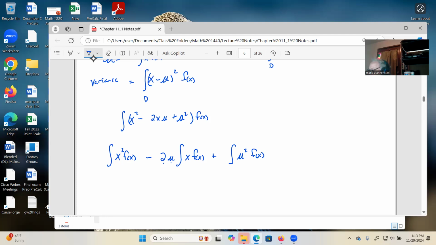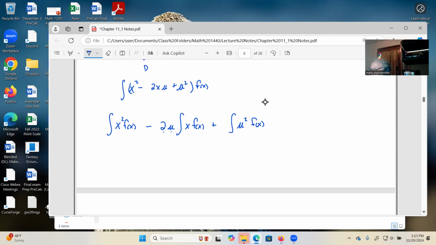Now remembering that mu is a constant, mu squared is going to be a constant. So let's go ahead and write that down. So we have the integral of x squared f of x minus 2 mu integral of x f of x plus mu squared integral of f of x. And again, this is all over the whole domain.